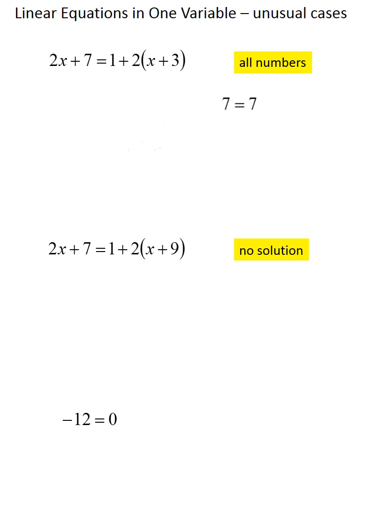To summarize, whenever you get a unilaterally true statement like 7 equals 7 without a variable, all numbers would be your solution in this rare case. In the other rare case, if you get a unilaterally false statement like negative 12 equals 0, that indicates that your equation has no solution. This concludes the lesson.